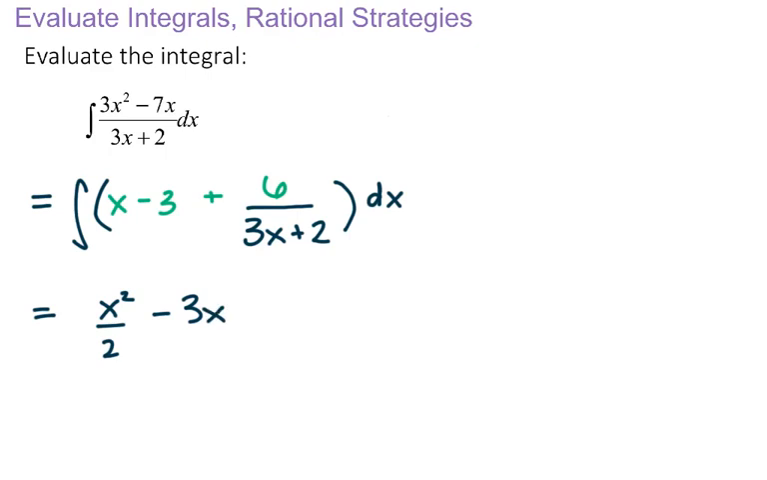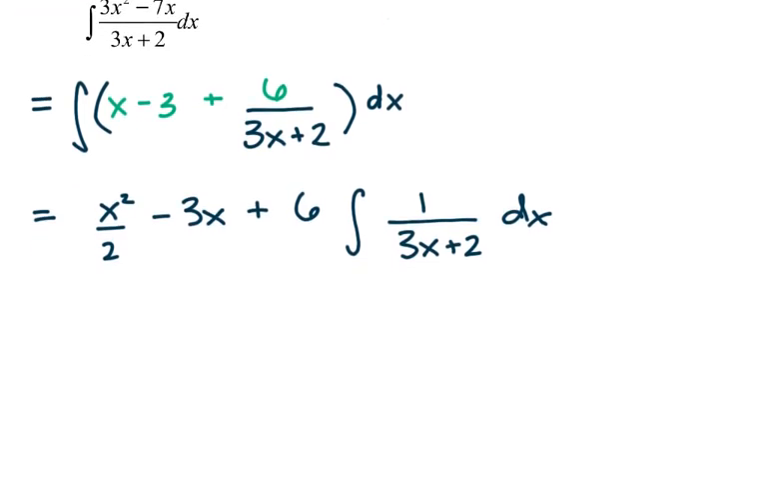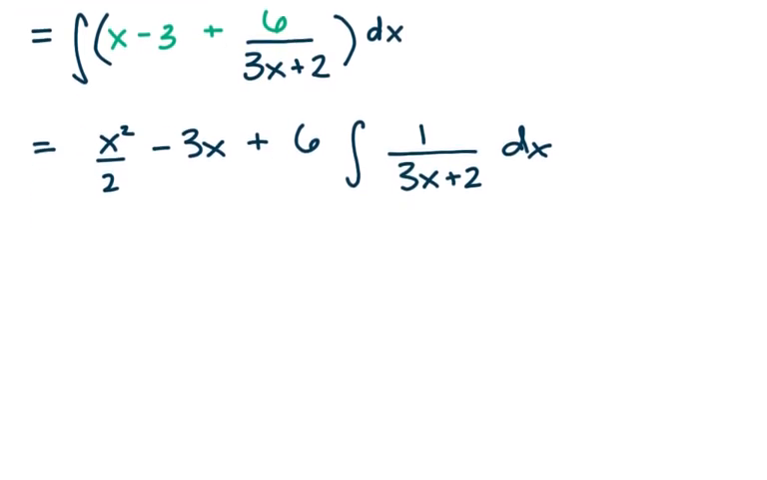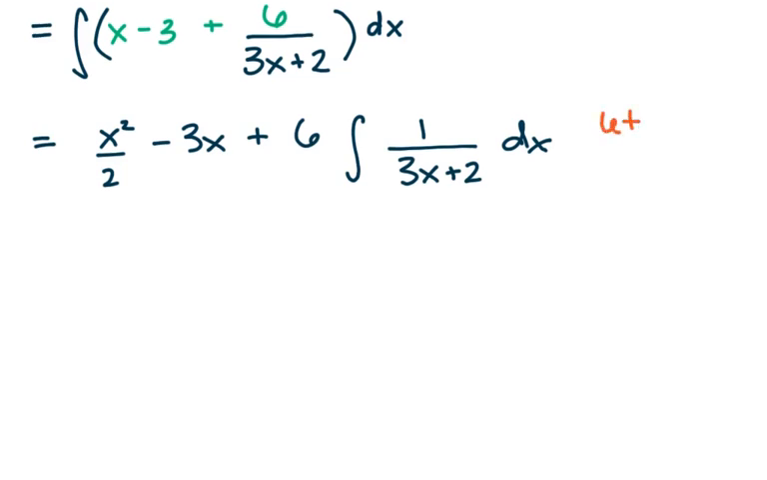And my integral here, for this fraction, I'll need to do a u substitution. So I'm going to write that out. I'm going to go ahead and pull the 6 in front. So 6 times the integral 1 over 3x plus 2 dx. And to find this integral using u substitution, I'm going to let that denominator equal u. So I'll say let u equal 3x plus 2.